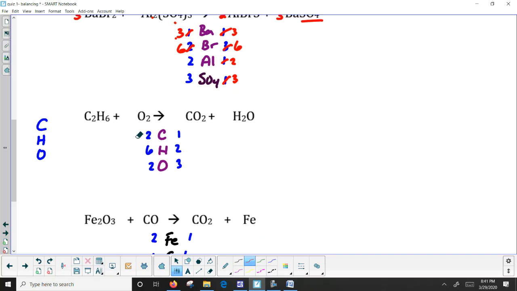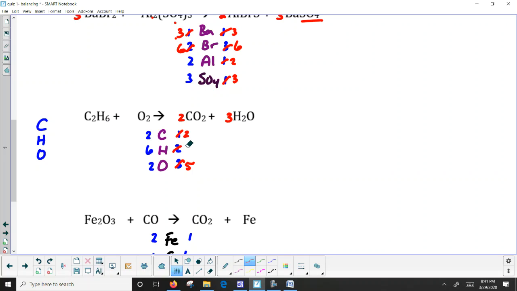All right, let's check what we have here. We got 2 carbons, so I got to even out the carbons. So I'm going to put a 2 in front. Beautiful. That does affect the number of oxygens. That's okay. I have 4, 5 oxygens. Let's look at the hydrogens. I've got 6, so I need to have 6 here. Put a 3 in front.